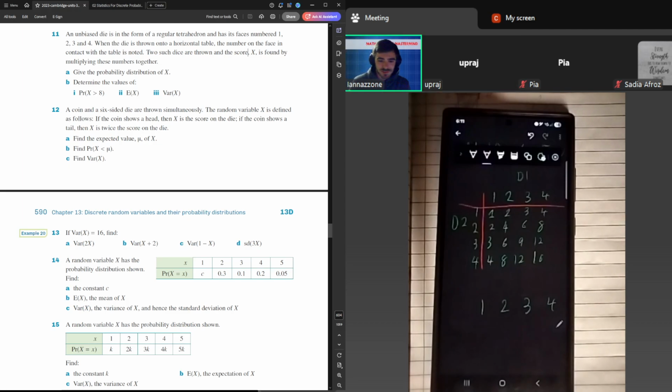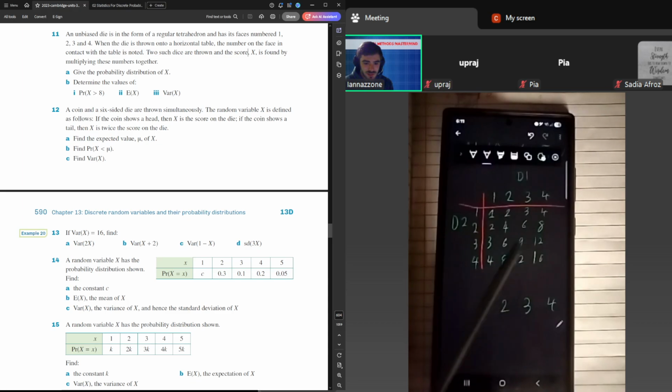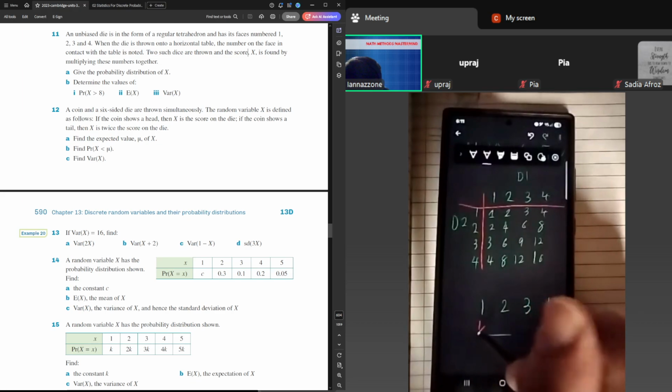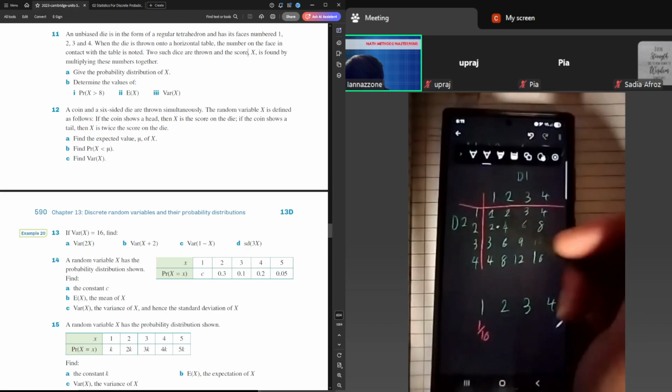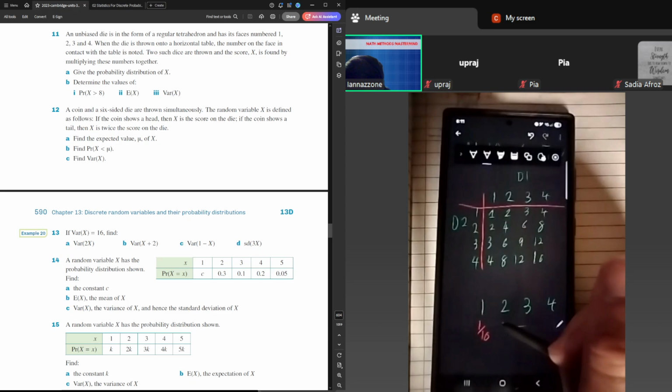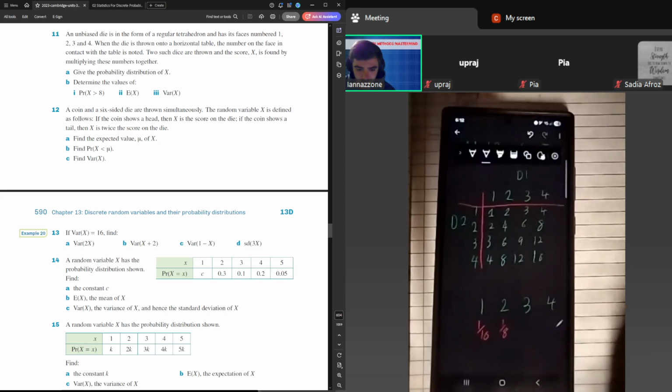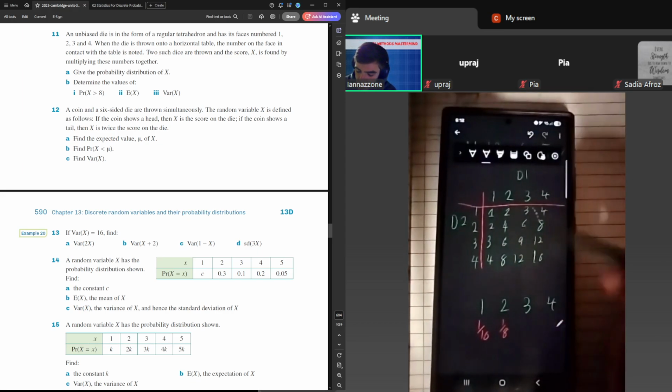Bang on. Absolutely right. So the probability of 1, it only shows up once out of 16 outcomes, and so it's going to be a 1 out of 16 chance. 2 shows up twice, 2 out of 16, or just 1 out of 8 when simplified. The reason that works is because each of these is equally likely. It's unbiased. There's no bias in the die. None of these are weighted more heavily than another.